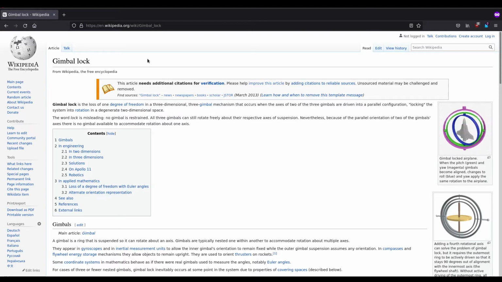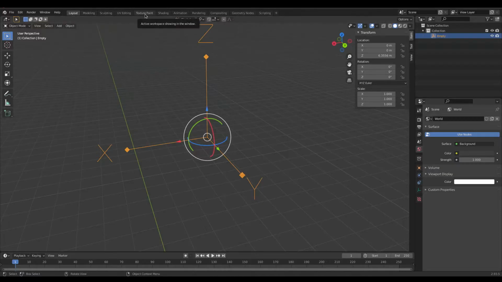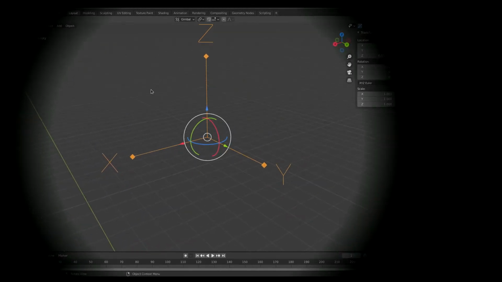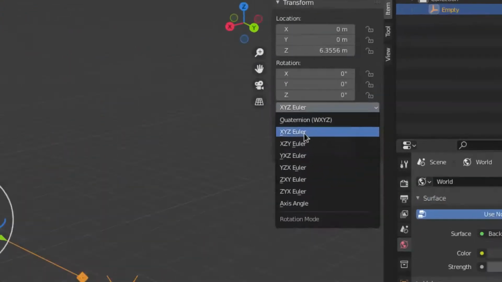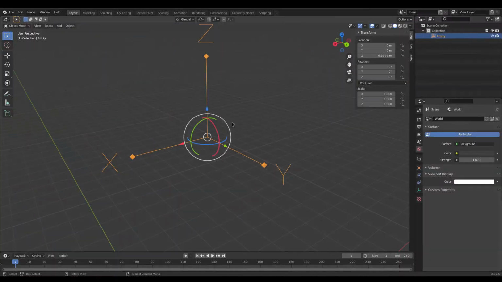This can be kind of difficult to understand, so I'm going to explain this using Blender. Blender is a free open source three-dimensional rendering program. So here you can see we have an X, Y, and Z coordinate axis system. We've defined our rotations here using the XYZ Euler angles.